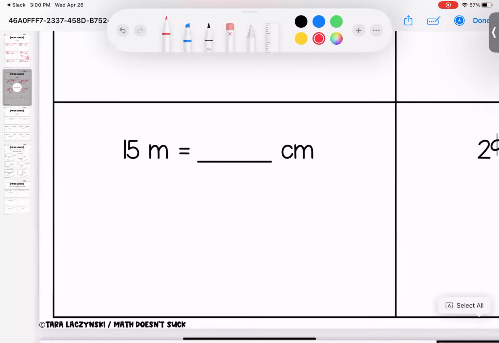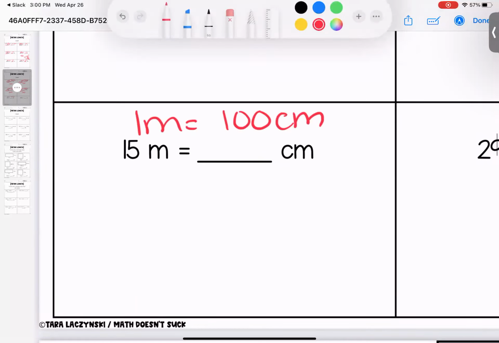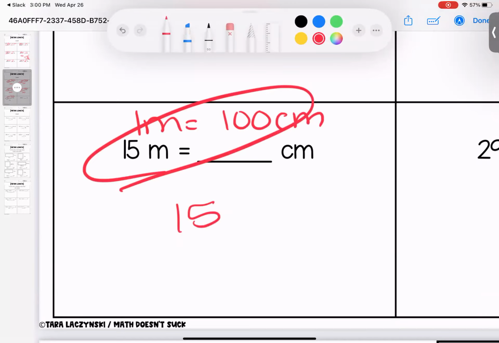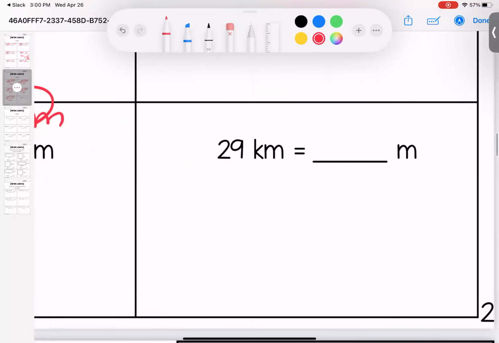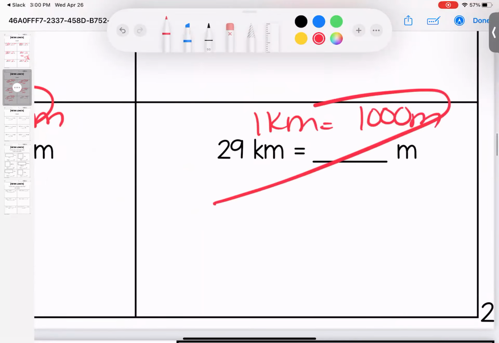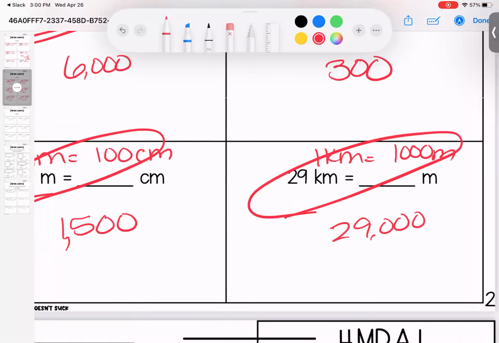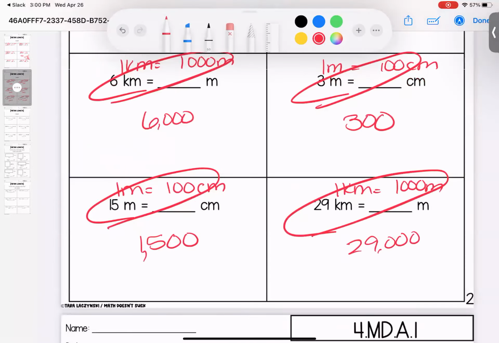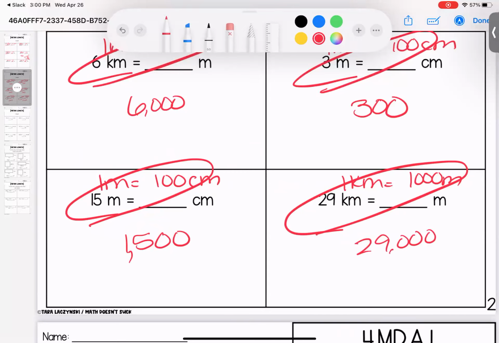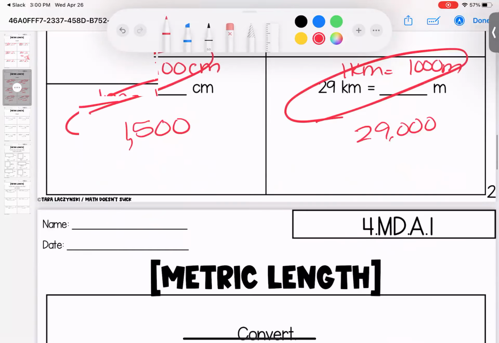Down here, meters to centimeters. 1 meter is 100 centimeters. 1,500. Last one, 1 kilometer is 1,000 meters. 29,000 meters. If you have questions on these, please bring them with you to class. Make sure that you are using your conversion chart. If you don't have a copy, reach out.